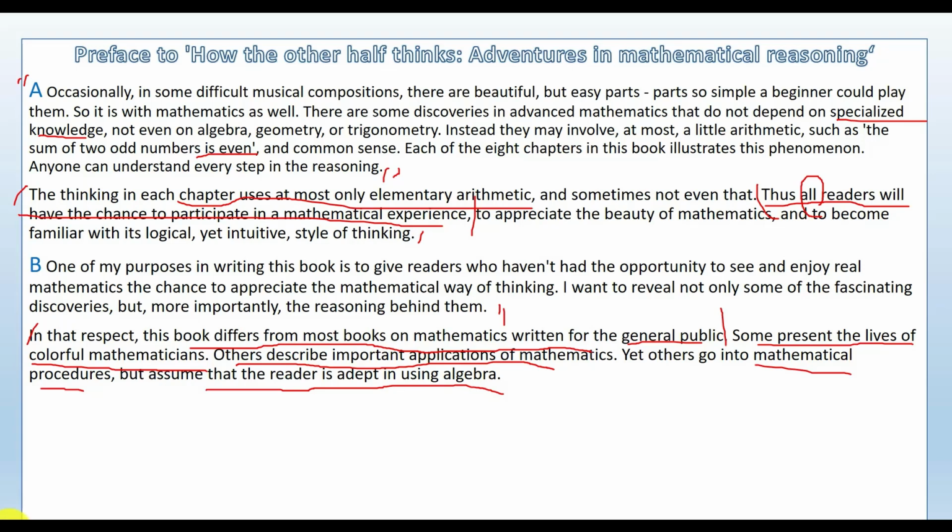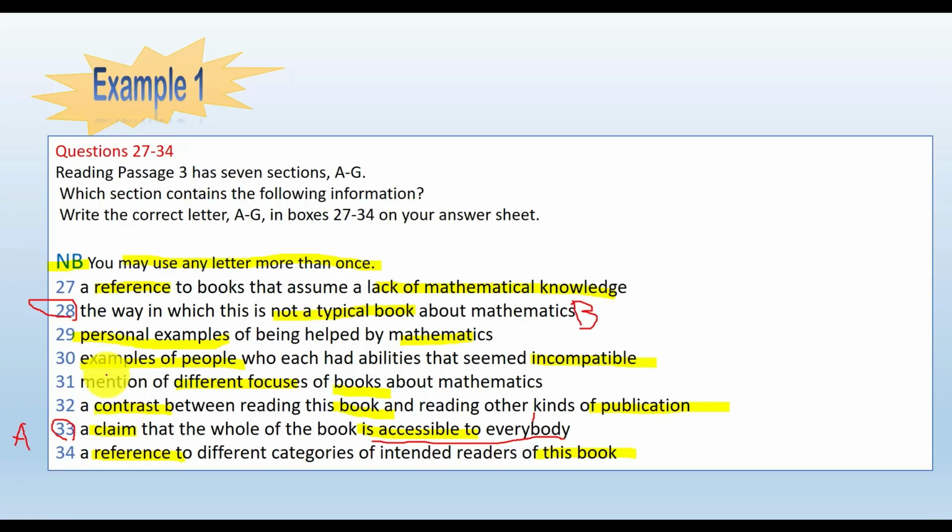Okay, now let's go back to our questions. Reference to different categories of intended readers of this book. No, it has nothing to do with intended readers. The contrast between reading this book and reading, no, it is again not a contrast between this book and other kinds of publication. Mention of different focuses of books about mathematics. Okay, that's our answer. 31. Books focused on mathematics based on different things.